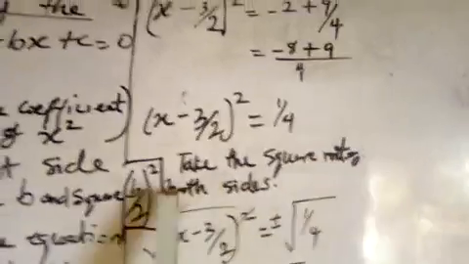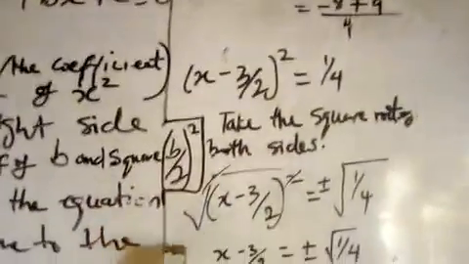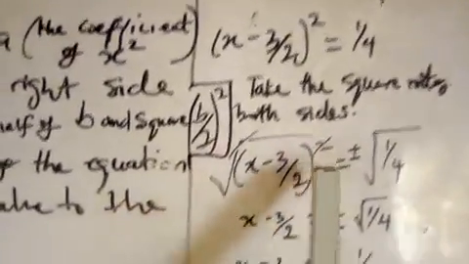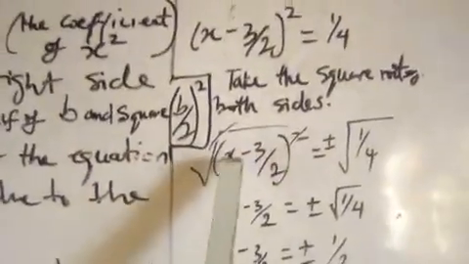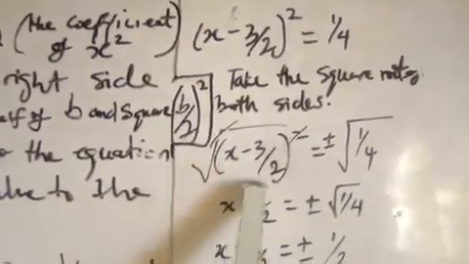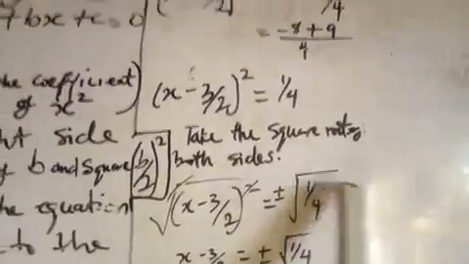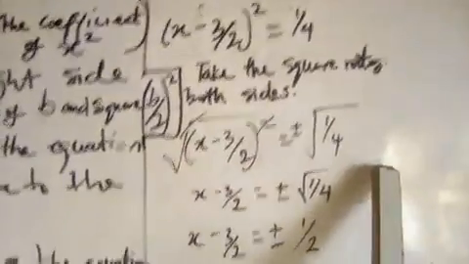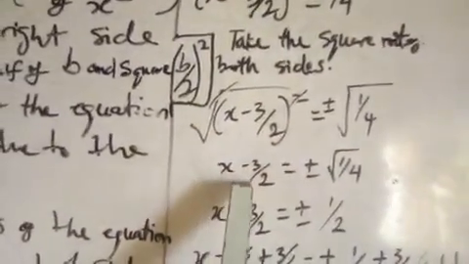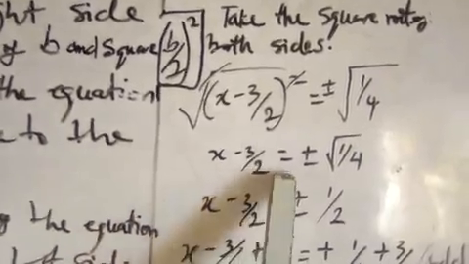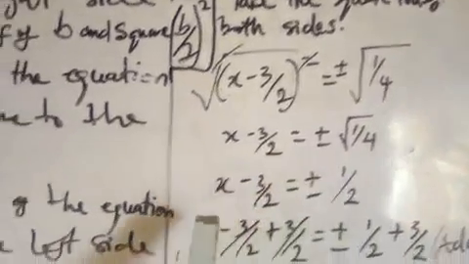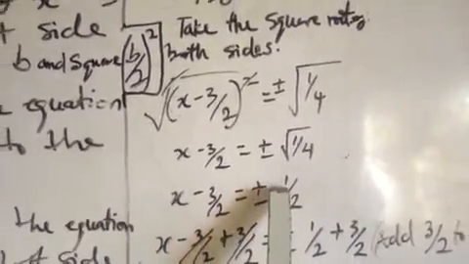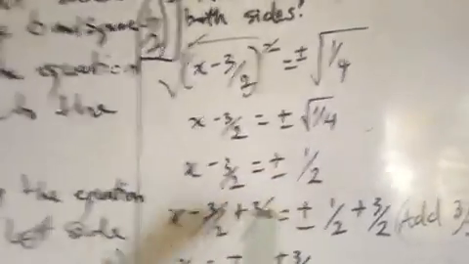Then you take the square root of both sides. If you take the square root of both sides, you are eliminating the power of 2. Then this one, we cut this one off. You are left with x minus 3 over 2 is equal to plus or minus the square root of 1 over 4. You are left with that. Then the square root of 1 over 4 will give you 1 over 2.